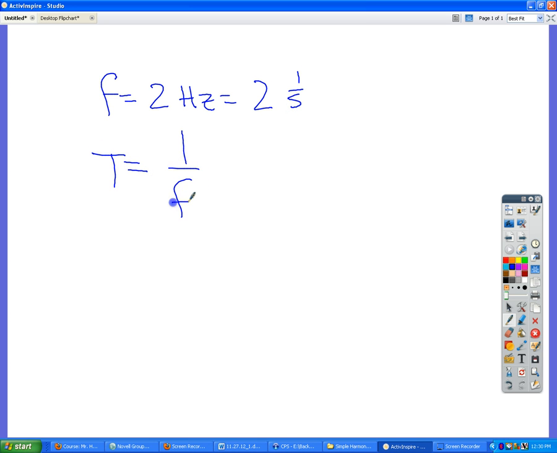Really simple. Just take 1 divided by the frequency. So that'd be 1 divided by 2. And remember, your unit here is 1 over a second. And this would be equal to 0.5 because it's 1 divided by 1 over a second. You're going to get seconds. And that's all there is to example number 4. Example number 5 and example number 6 have to do more with the period of a pendulum.